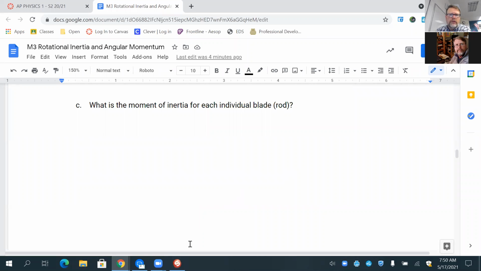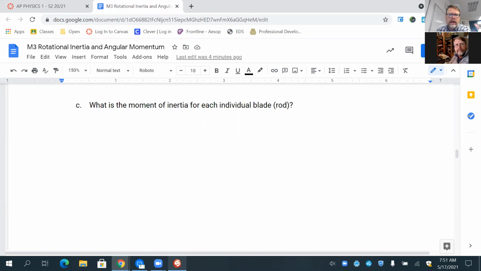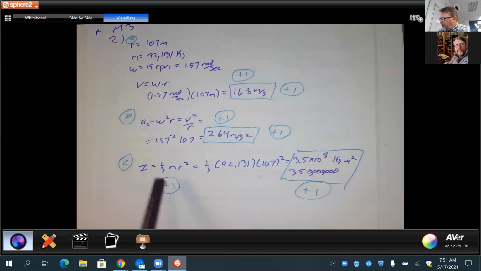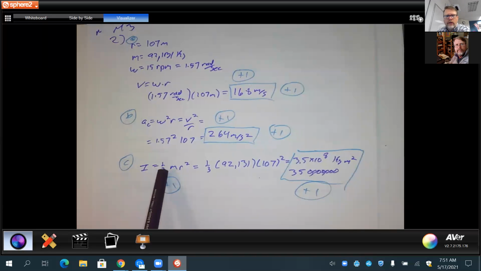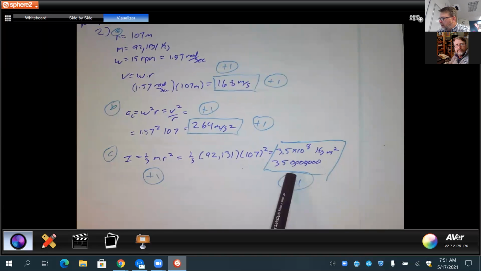What is the moment of inertia for each individual blade, which here I say specifically are acting as a rod? So we need the equation for the inertia of a rod. That's 1/3 m r squared. So we get that. It's a very big number.